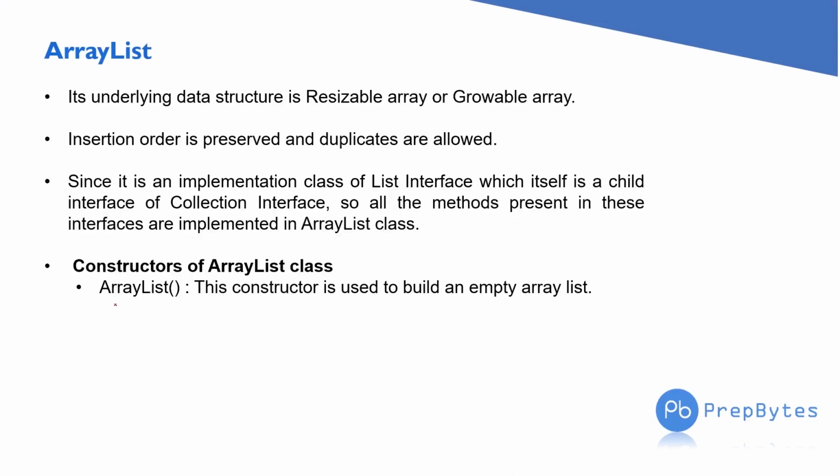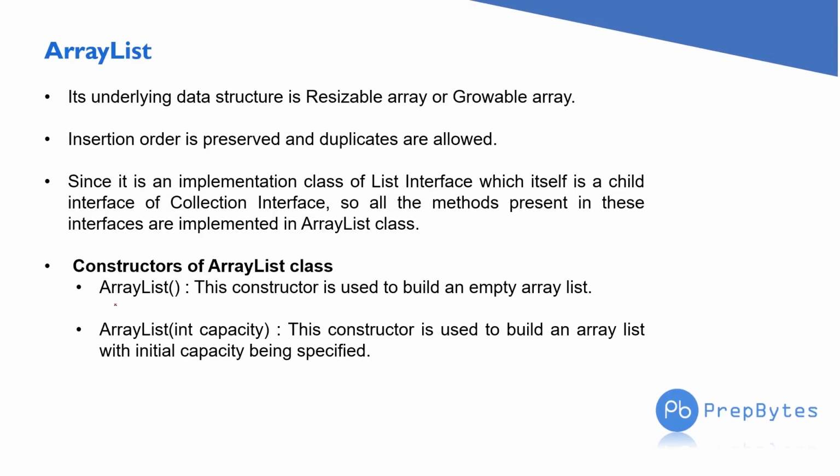Now we have seen the first constructor. So this was the default capacity of 10. In the next constructor we can specify the capacity. When creating an object, we can specify the capacity that we want the array list to have. So we will use this in the program.